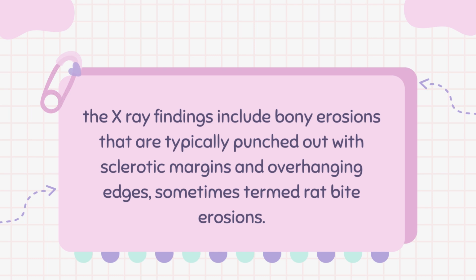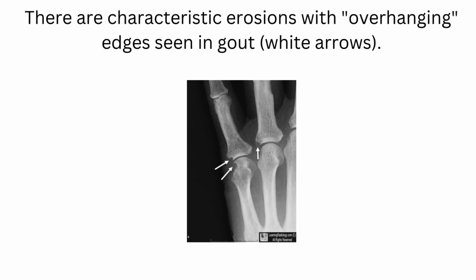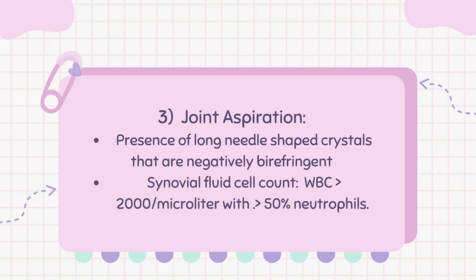The X-ray findings include bony erosions that are typically punched out with sclerotic margins and overhanging edges, sometimes termed rat bite erosions. This X-ray shows characteristic erosions with overhanging edges seen in gout. The joint aspiration will show the presence of long needle-shaped crystals that are negatively birefringent.